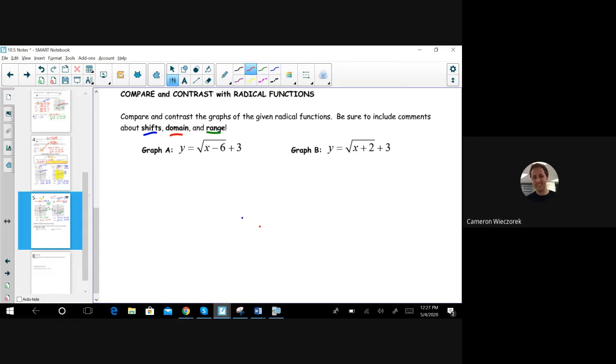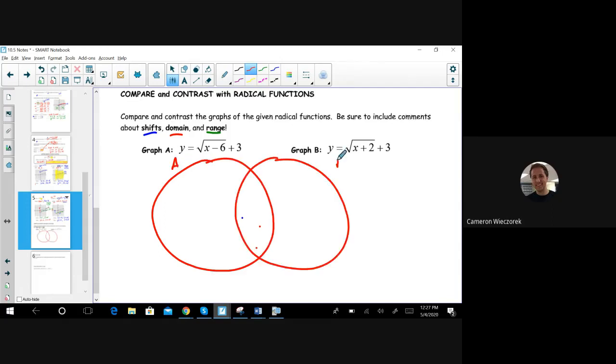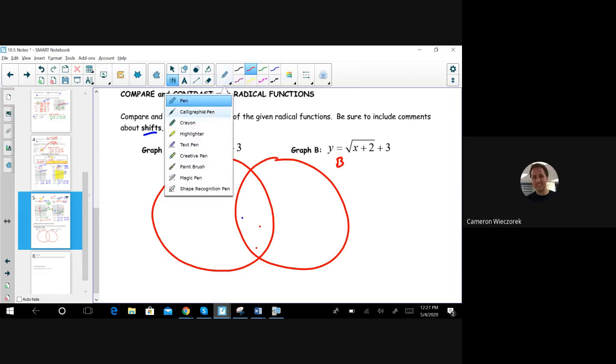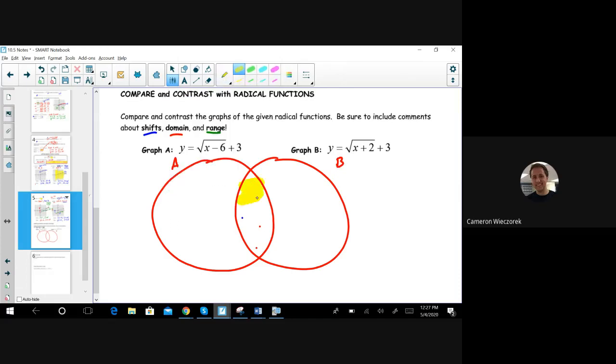But let's do this. Let's make a Venn diagram. So this will be for graph A. This circle will be for graph B. And then the overlap, the stuff in the middle, is going to be what they share in common. Remember, that's like the intersection. We talked about that first semester. What both sets have in common.